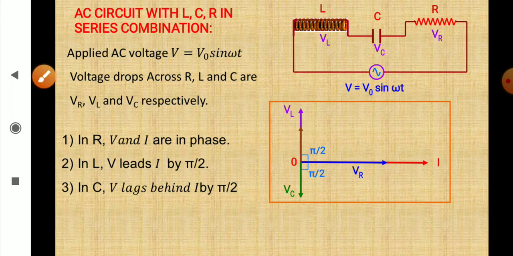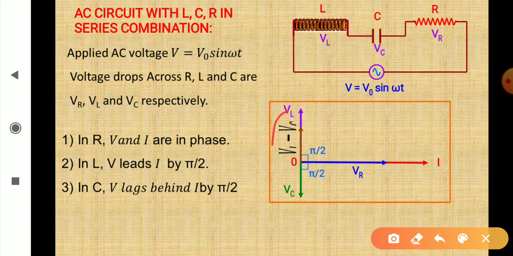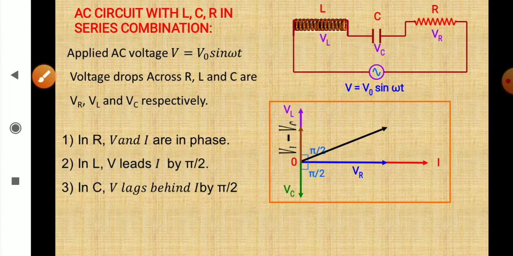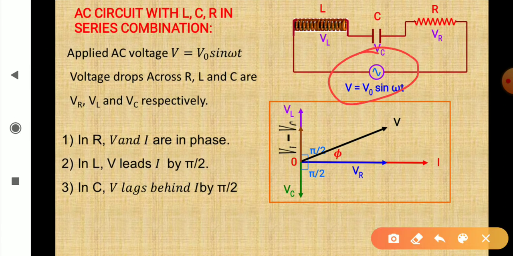So let's see how we get it. So here you get VL minus VC along this direction. This side is VL minus VC, and the resultant vector, that resultant vector is what? Net EMF in the circuit. This is the net EMF in the circuit, along this direction, making angle phi with current.